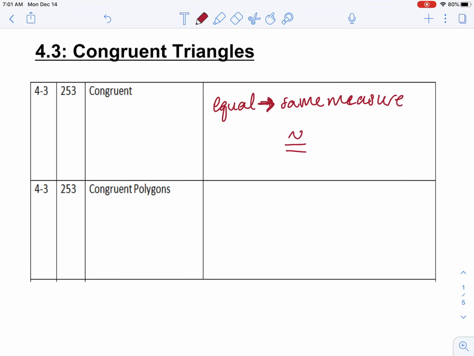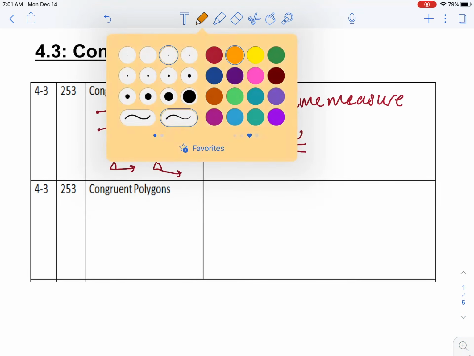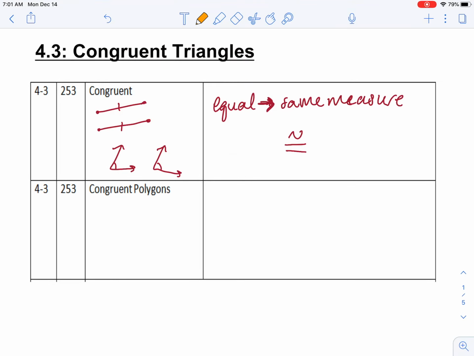Remember, if we have lines that are congruent, let's say we have these two segments, they will have those little hash marks through them, showing that they're the same. If we have angles that are congruent, they'll have little arcs inside that show they are the same. Congruent polygons are polygons, which are basically shapes, with congruent sides and angles. So if you have two shapes that are basically exactly the same, the sides are the same length, and the angles are the same size, then that makes them congruent.